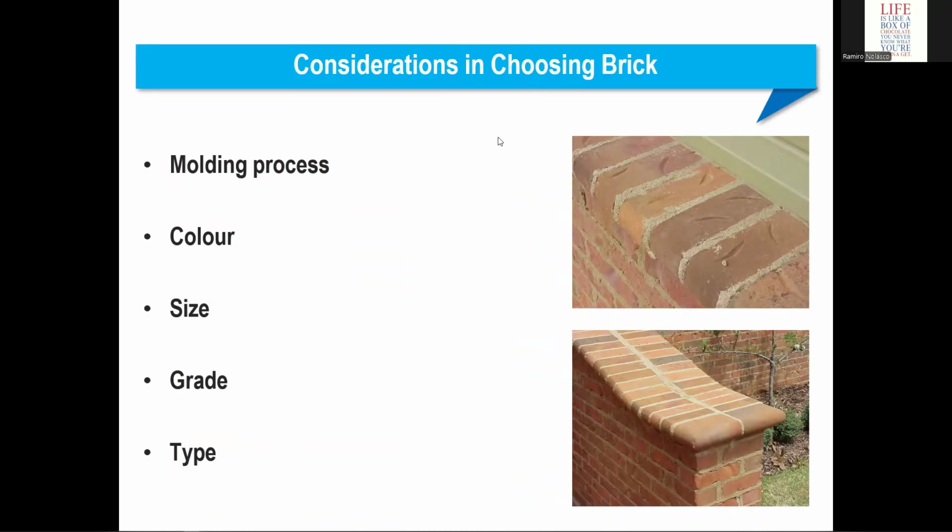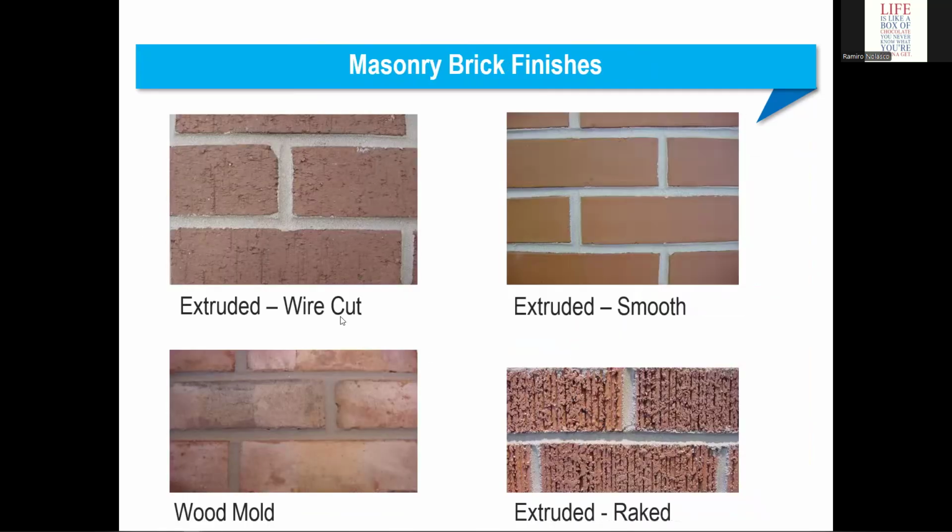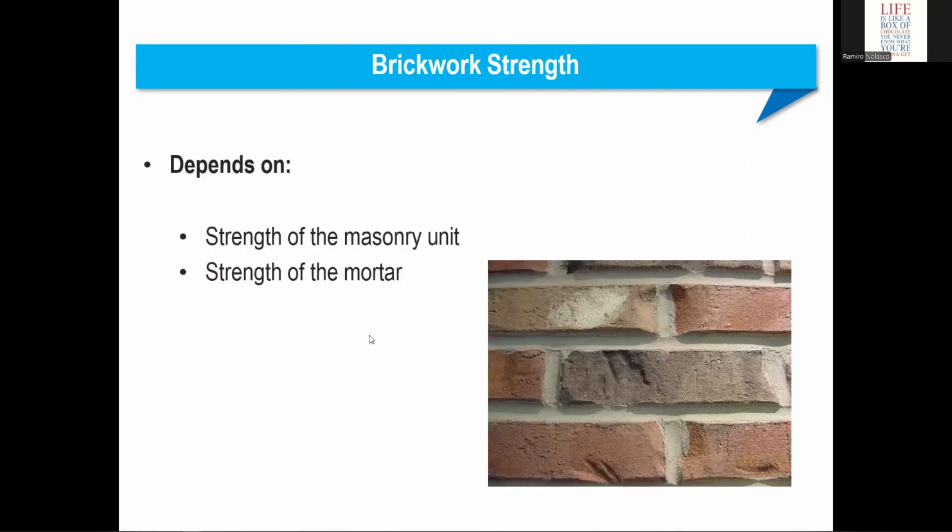Considering in choosing bricks, so there'll be the molding process, the color, the size, the grade, and the type. Finishes. So there'll be extruded wire cut, extruded smooth. So that look at the texture, okay? Wood mold, so using wood mold, or extruded rake. Strength depends on the strength of the masonry unit, strength of the mortar.